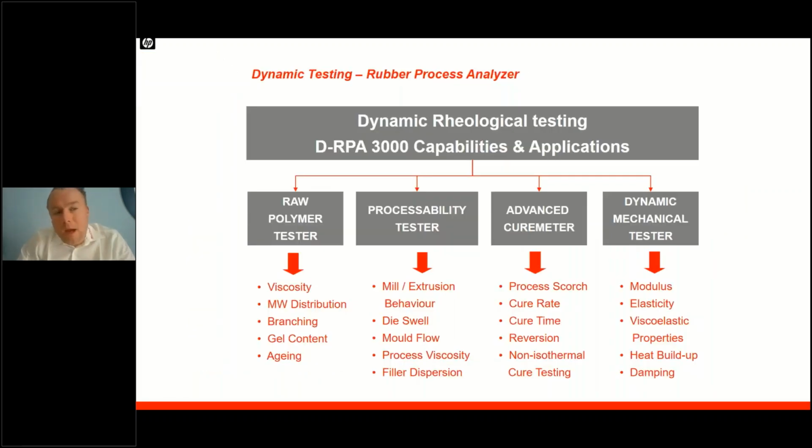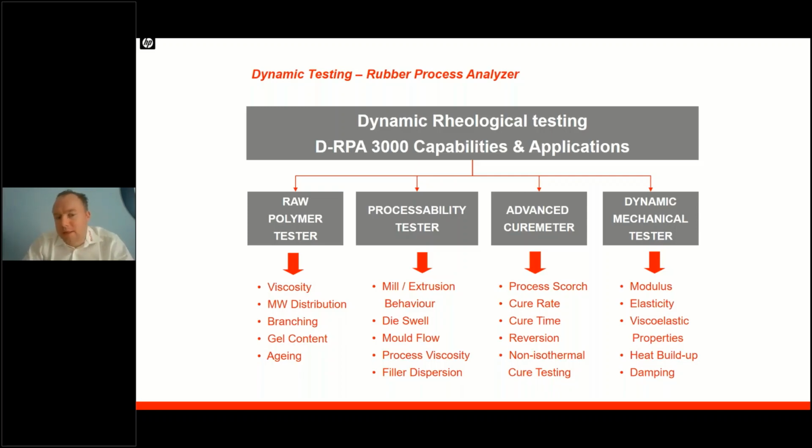So today I want to report a little bit about dynamic rubber testing. Rubber process analyzers have become state-of-the-art equipment, not only in R&D, but also in quality control in rubber factories. Basically, the application area of rubber process analyzers can be classified into 4 different segments. Utilizing the RPA as a raw polymer tester to assess, for example, viscosity, molecular weight distribution, branching of polymers, gel content, as well as polymer aging properties.